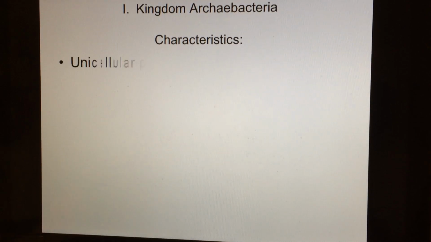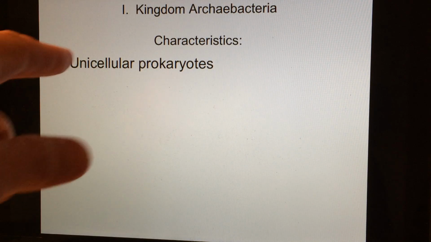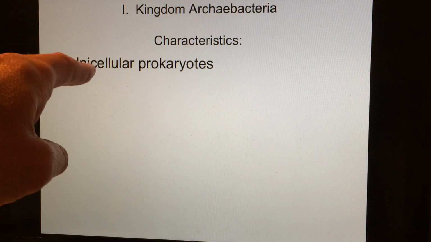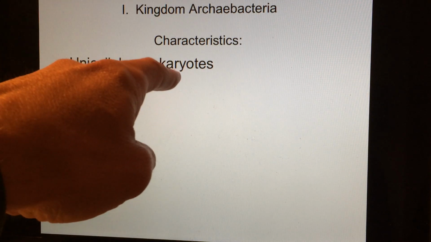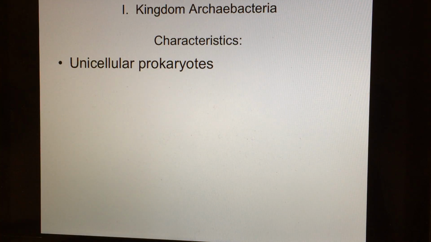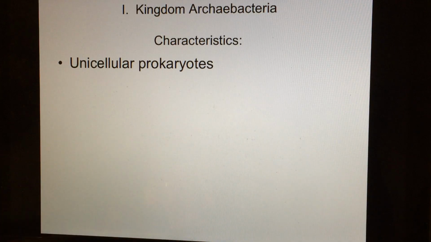Let's take a look at some of the basic characteristics. All Archaebacteria are unicellular prokaryotes. Now let's examine this word because we've talked about this before. Unicellular means one cell. Does anybody remember what prokaryote means? I can't hear you answer the question, but you could be thinking about it. This means no nucleus. So all of these organisms: one cell, no nucleus.